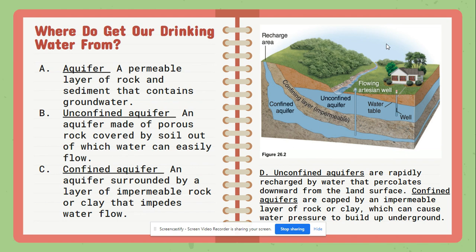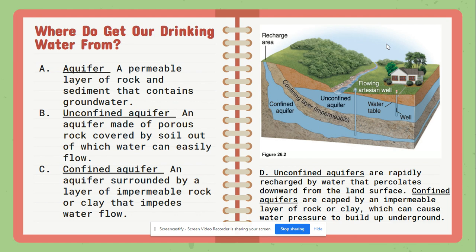Some other aspects we need to understand before we get to irrigation methods are, what do we use that water for? We use it to water our crops, but we can also use it for drinking water purposes. This goes back a little bit to Unit 4 and talking about watersheds, and how in an area of land, all of the water is going to drain into one body of water, and a part of that water can wind up permeating through the rock. When it permeates through the rock, it creates what's called an aquifer. This is a permeable layer of rock and sediment that contains groundwater.